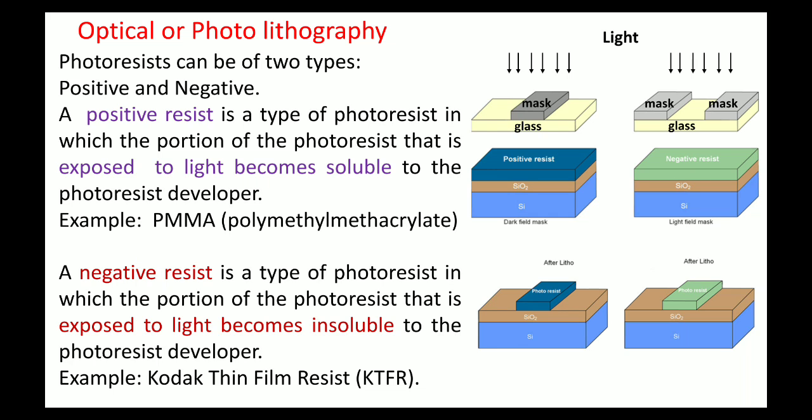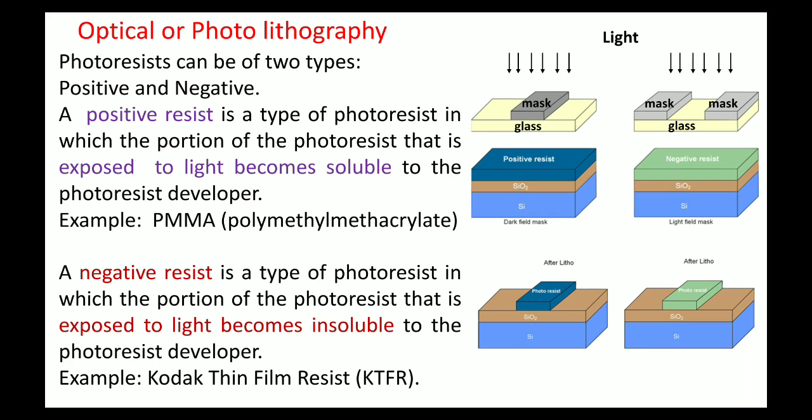If you want to make a pattern, you can see just below the mask there is silicon. On the top of silicon, SiO2 is present, and on the SiO2 there is a photoresist.